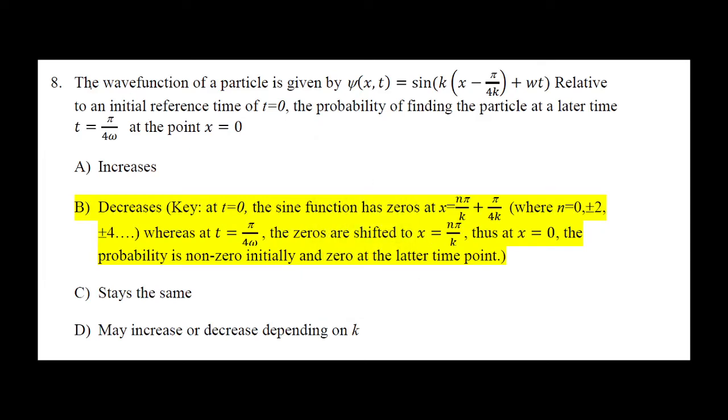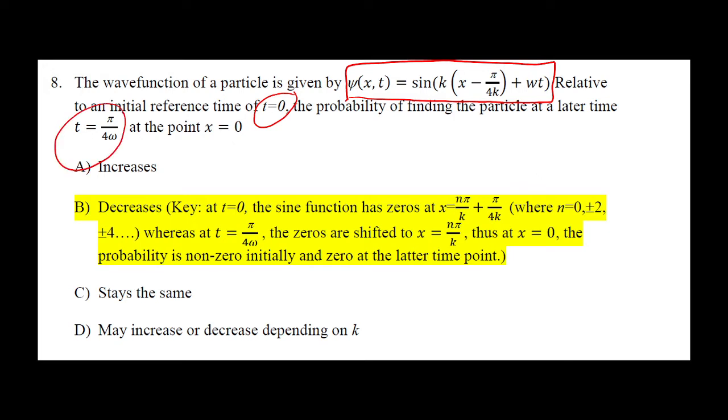Alright, so the next question is: the wave function of a particle is given by this equation. Relative to an initial reference time of t equals 0, the probability of finding the particle at a later time at a point x equals 0.